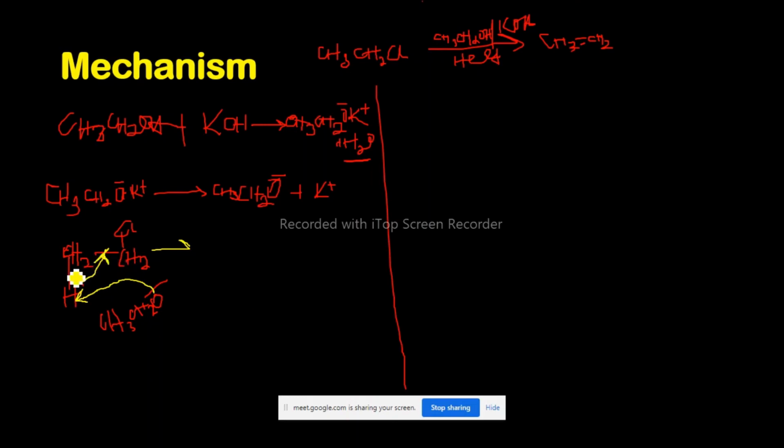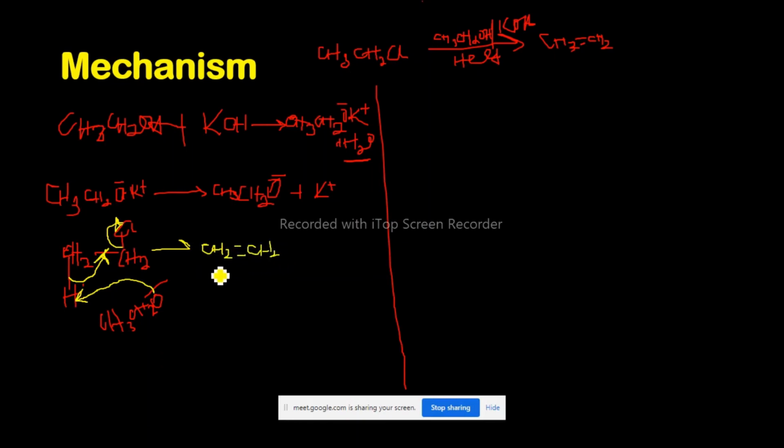Is that okay? So if you donate these electrons here, then this carbon will have 1, 2, 3, 4, 5 bonds, and that cannot happen. So the chlorine atom will take away the 2 electrons that make that carbon-chlorine bond, and it is given out as a chloride ion. And so the result is you form CH2=CH2, which is our alkene.